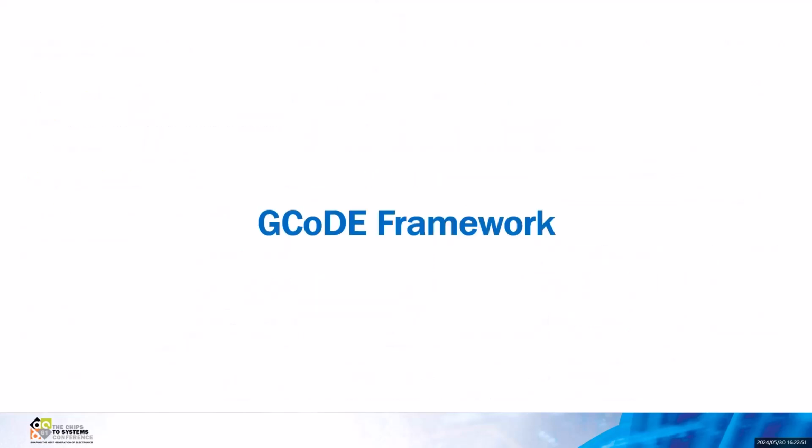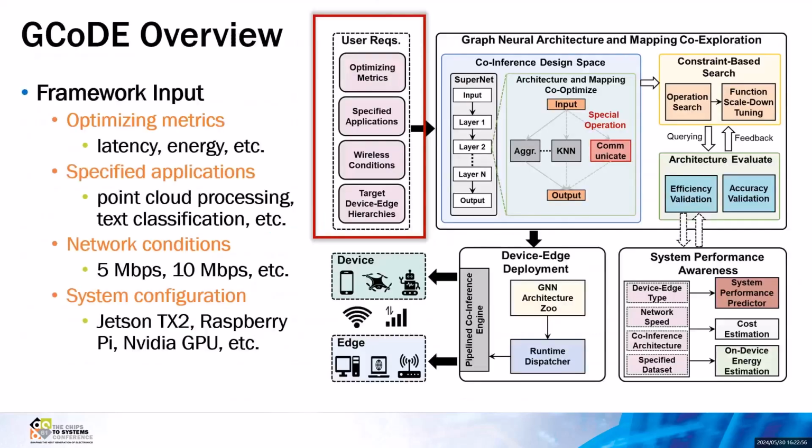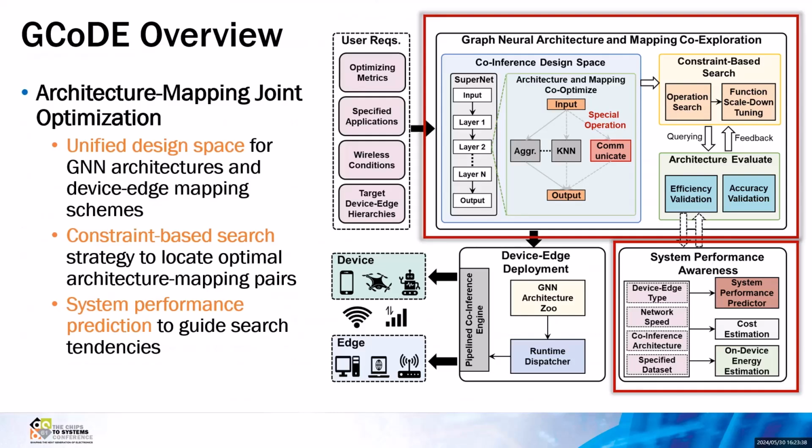Next, I will introduce our proposed GCoDE framework. Firstly, the input of GCoDE includes several user requirements, such as optimizing metrics like latency and energy. The key component of GCoDE is the joint optimization of architectures and mapping. We developed a unified design space that allows us to optimize architectures and the corresponding mapping schemes across device and edge at the same time. By leveraging a constraint-based search strategy, GCoDE can quickly find the best architecture-mapping pairs.